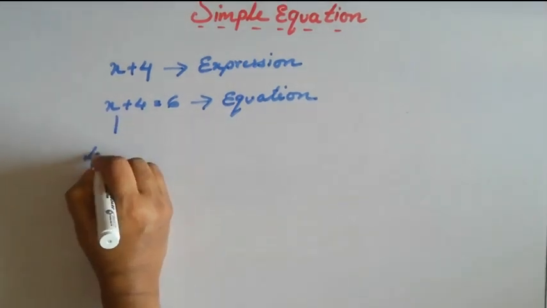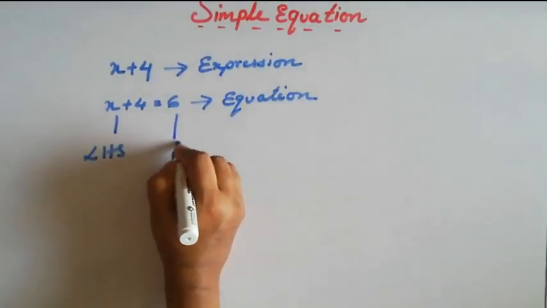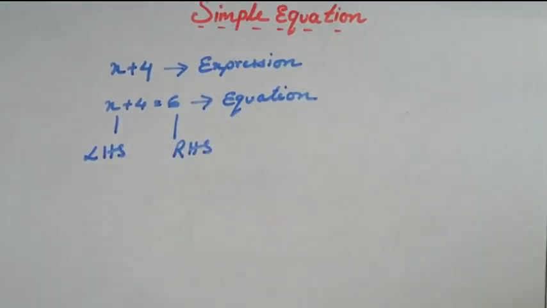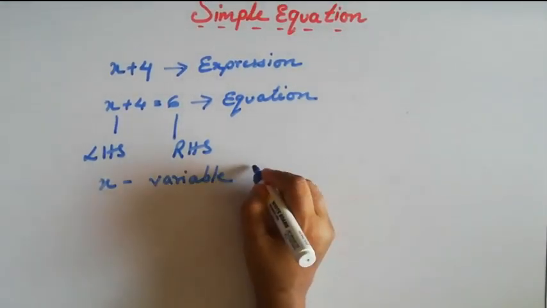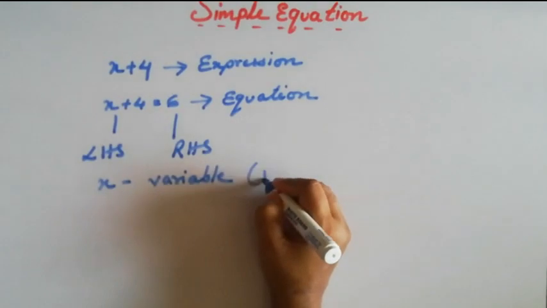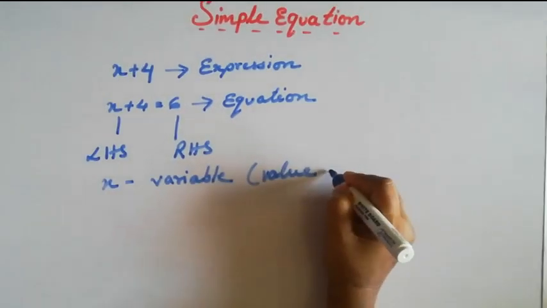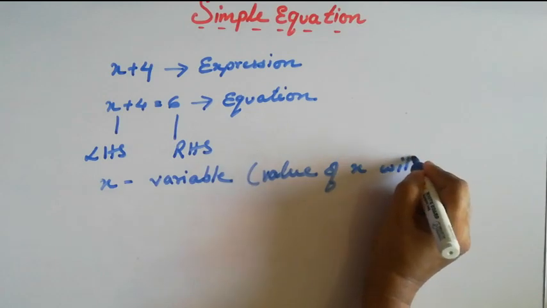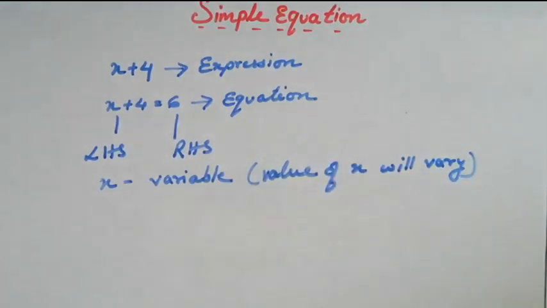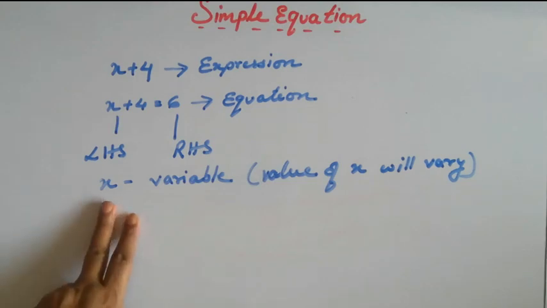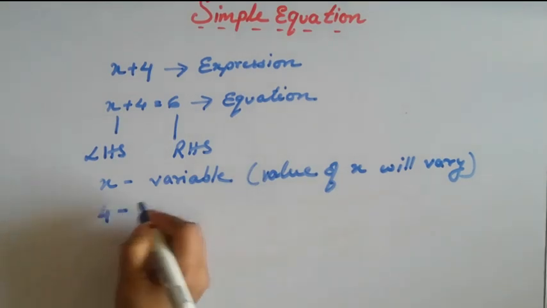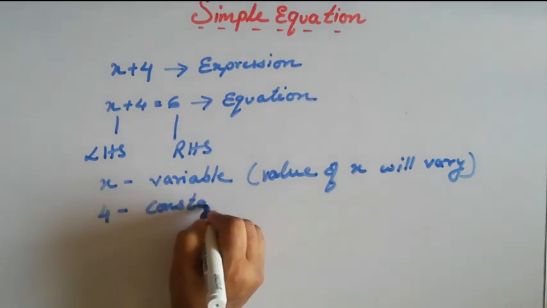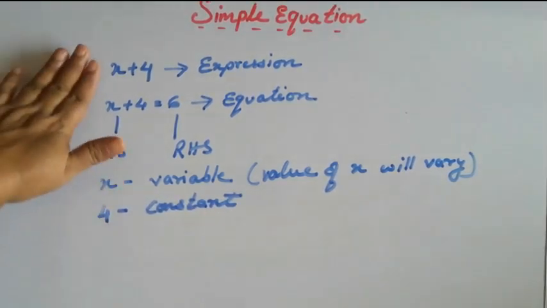Now this is the LHS, the left hand side. This is the RHS, the right hand side. Okay, now here x is the variable. Variable means the value of x will vary. That means we can have different values for x. It can have 0 also. It can have 1, 2, 3, 4 or anything. And here 4 is a constant. Clear? So x plus 4 is an expression.